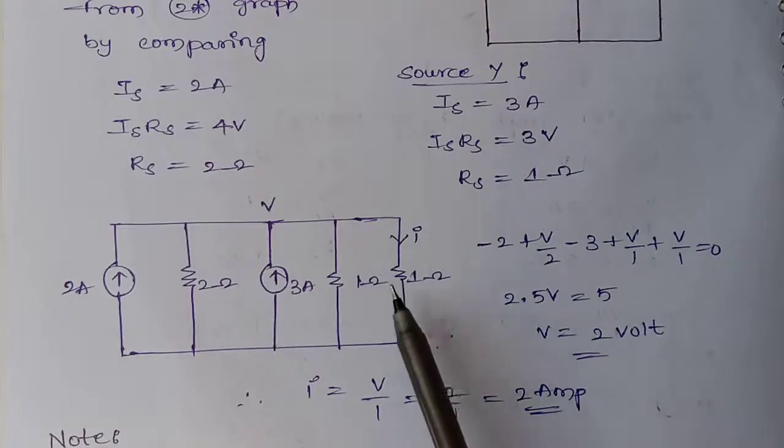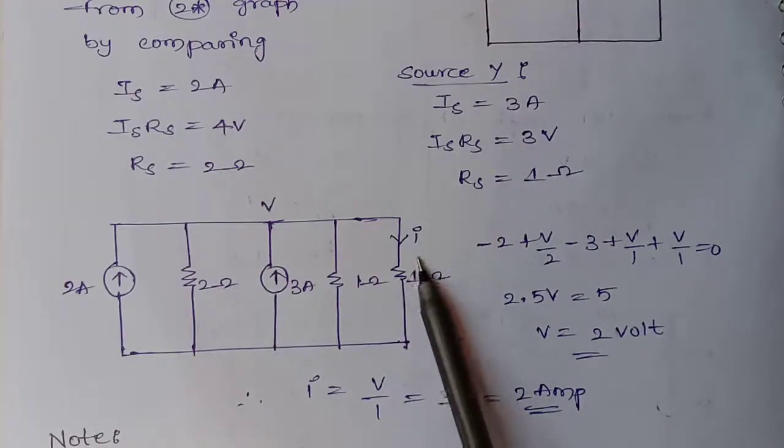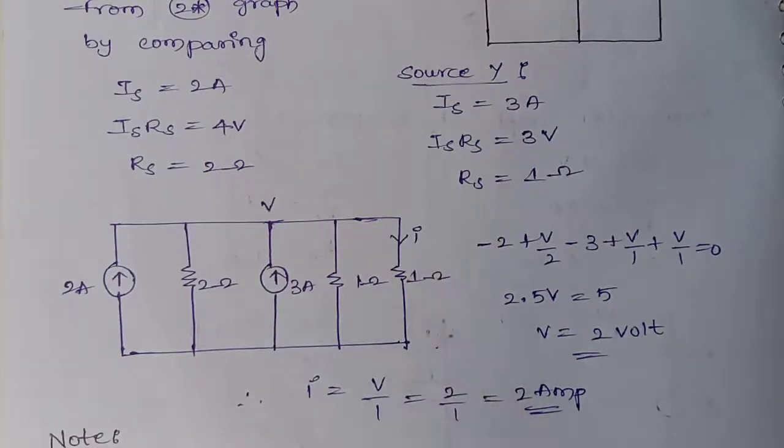Now you need to find out this current. For that, I is equal to V by 1, because the current is nothing but voltage per resistance. The voltage is 2 volts, and the resistance is 1 ohm, so the current will become 2 amperes. I hope you are clear with this problem.